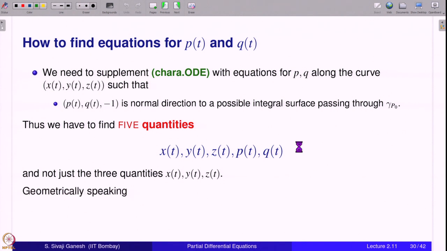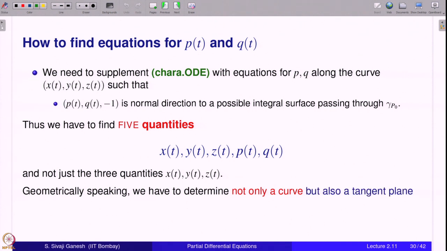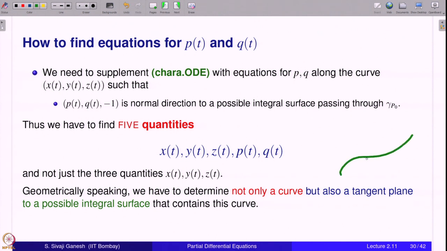So, geometrically speaking, what we are saying is we have to determine not only a curve, but also a tangent plane to a possible integral surface that contains this curve. In other words, we are trying to find a curve like that. Suppose this is the point x(t), y(t), z(t). We want to find something like that, (p(t), q(t)), of course minus 1 I write, but there is nothing to find there. So, we need to find this.